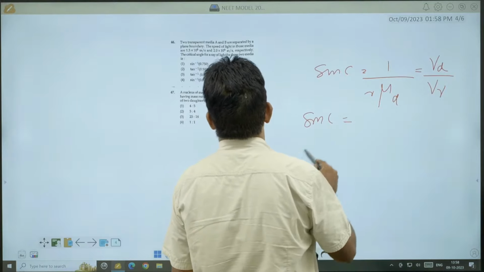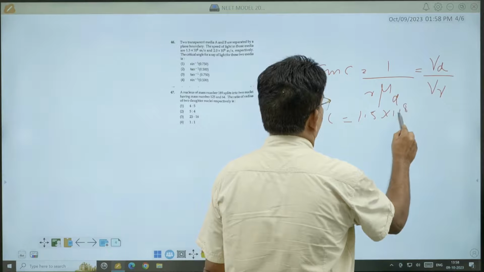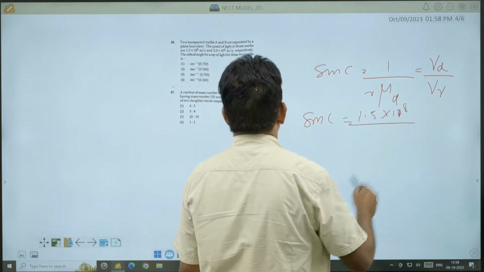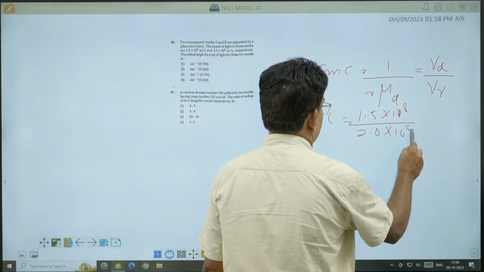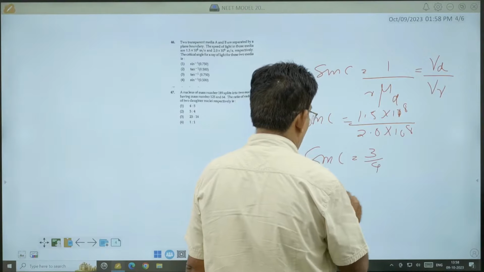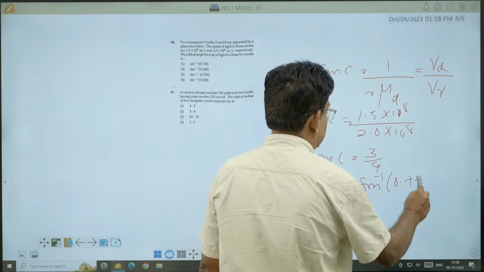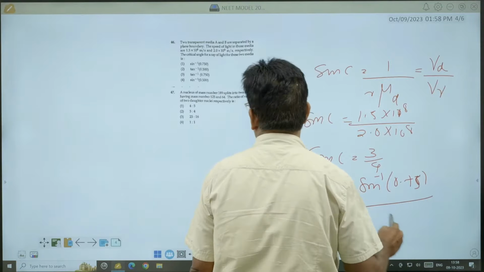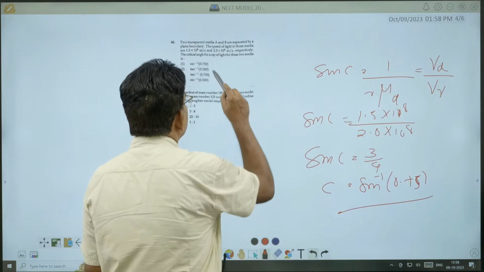And you know how do you identify velocity in denser medium? Less speed, that is 1.5 into 10 to the power of 8, divided by velocity in rarer medium, more speed, 2.0 into 10 to the power of 8. So sin C comes to be 3 by 4, or C is sin inverse 0.75. So answer is coming to be 1. 1 is the answer. Okay. Answer is this.